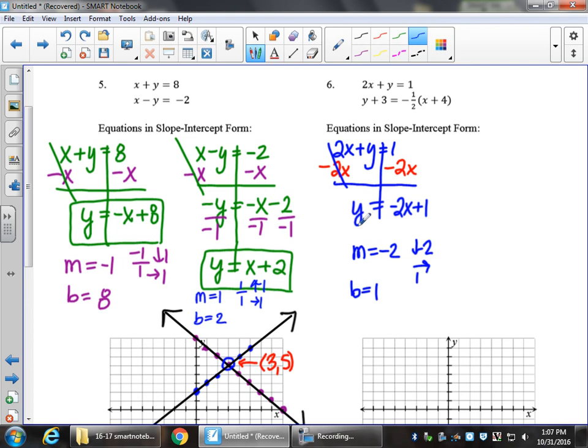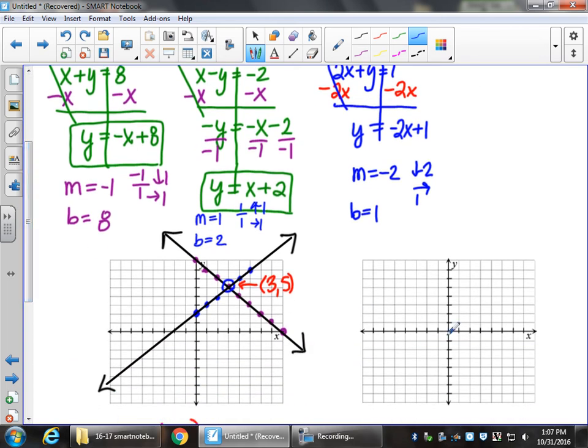So we solve the first one. We should be getting y equals negative 2x plus 1. My slope is negative 2. My intercept is 1. We'll use the intercept piece first.